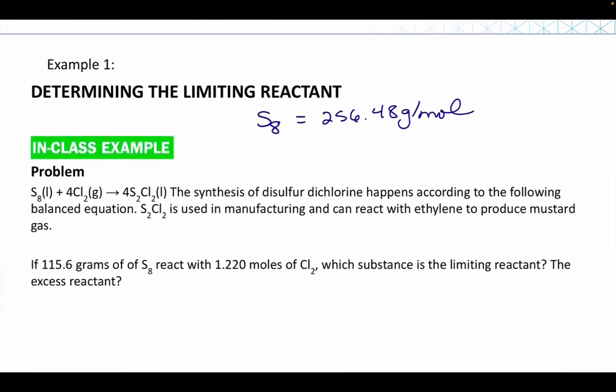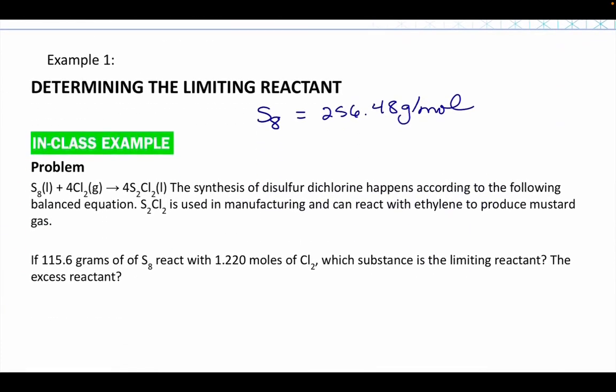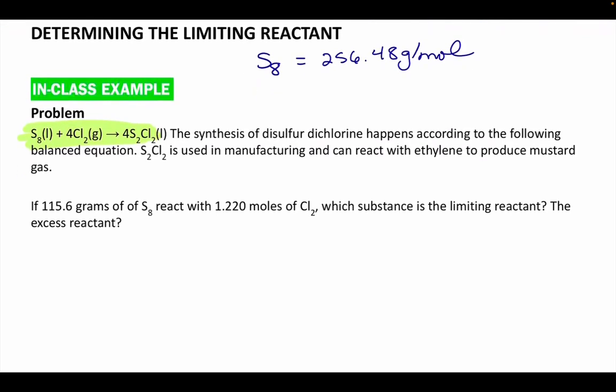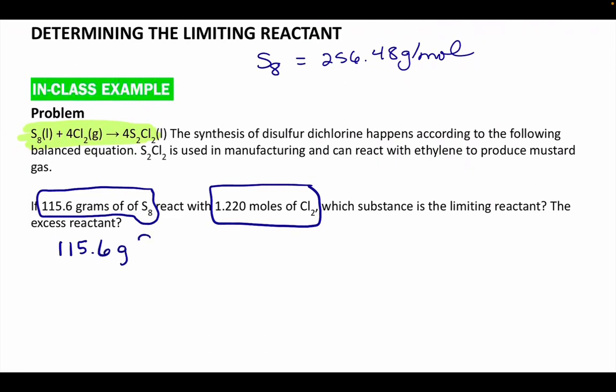So here we go. This is the reaction: sulfur, S8, plus chlorine makes disulfur dichloride. And in this question, our 2 reactants are 115 grams of S8 and 1.200 moles of chlorine. So the first step is to convert this into moles. I previously calculated the molar mass just to save time.